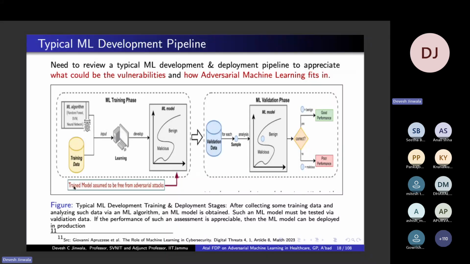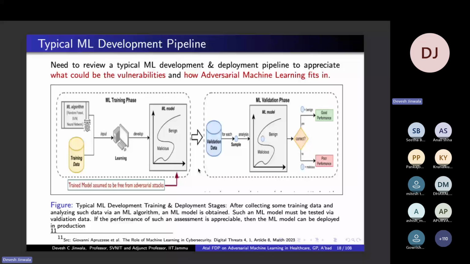And very importantly, what is written here is the key statement which says trained model is assumed to be free from any kind of attack which takes place. So keep in mind, we are devising a security mechanism, but while devising that mechanism, we are going to use the machine learning model to detect the attacks. But my model itself, I would assume that it is free from adversarial attacks. And adversarial machine learning basically is to make this assumption wrong.